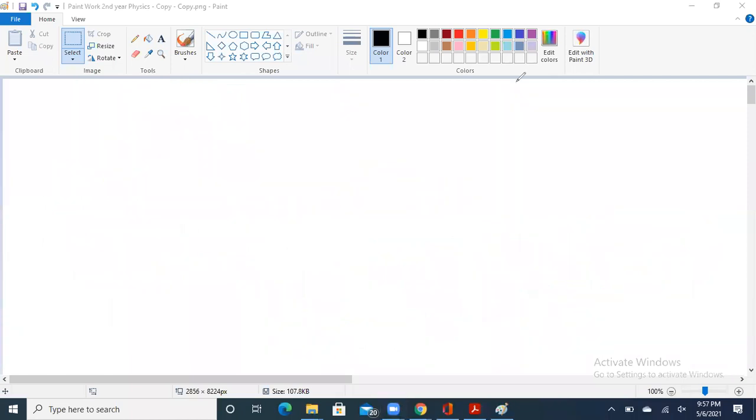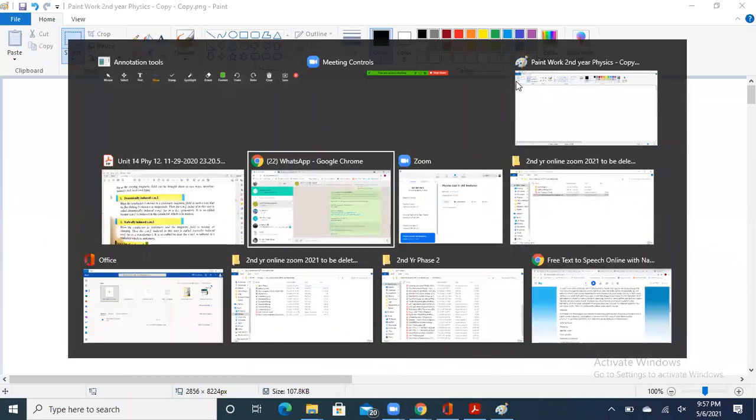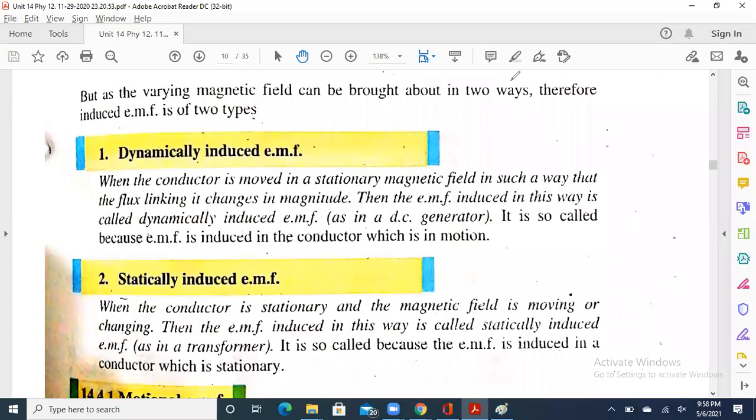Okay, so now let's see. We are having dynamically induced EMF, and in the dynamically induced EMF, the conductor is moved in a stationary magnetic field in such a way that the flux linking it changes in magnitude.